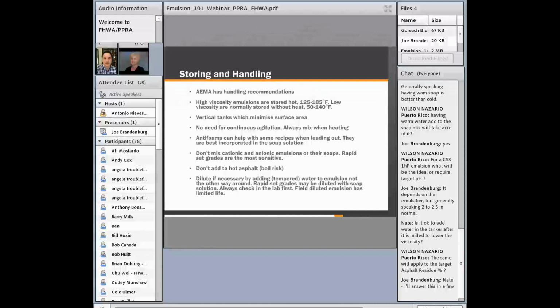Never add hot asphalt to emulsion. That's dangerous. You can get somebody killed. It will boil off, and potentially rupture like a volcano. So always make sure that whenever you load a trailer, you know exactly what's in the trailer before you load on top of it.